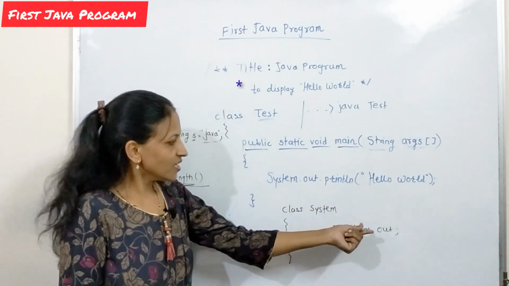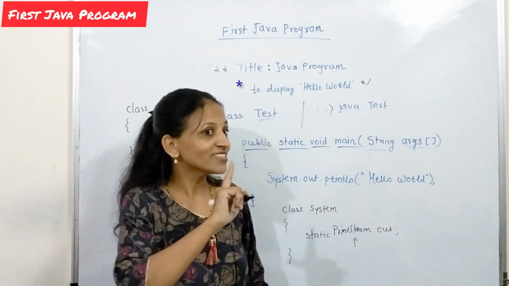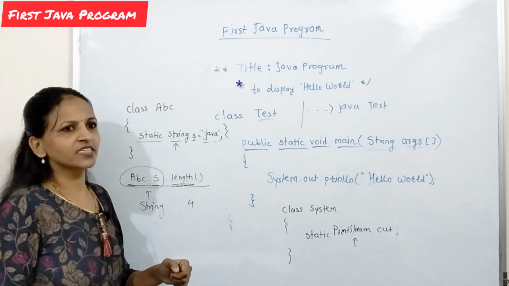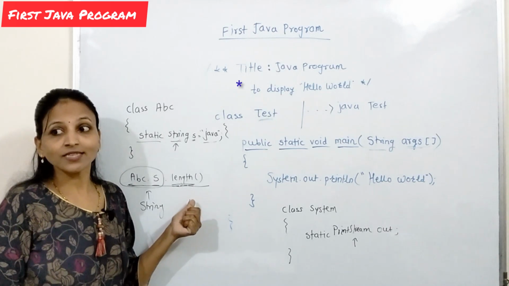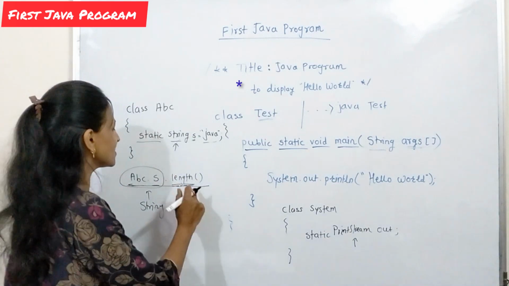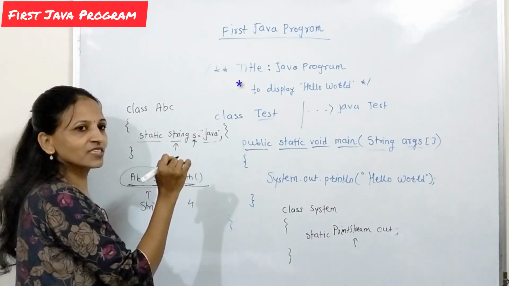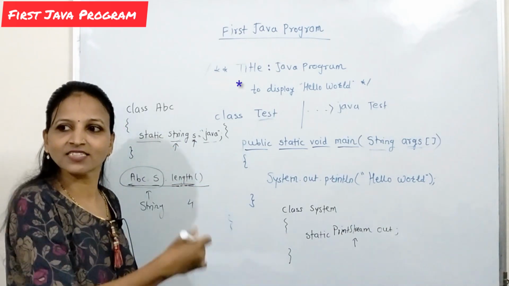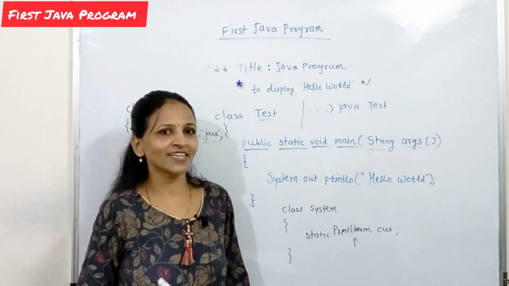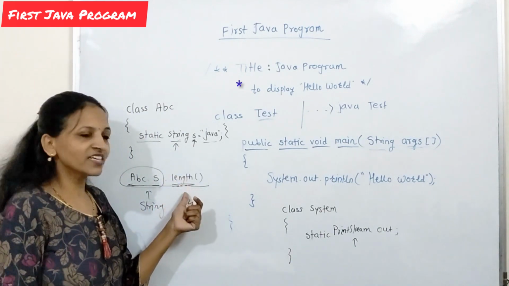Next, that PrintStream class has an internal method, and that is not a static method. Remember this length method, is it static or non-static? It is non-static. Why? Because we are calling this length method using object dot. Here we have created a variable of String. String is a class, and a variable of a class is nothing but an object. Any method we call using object dot is of course a non-static method.